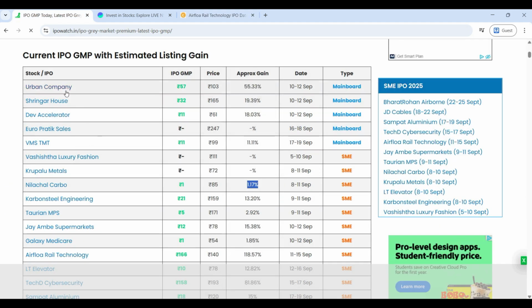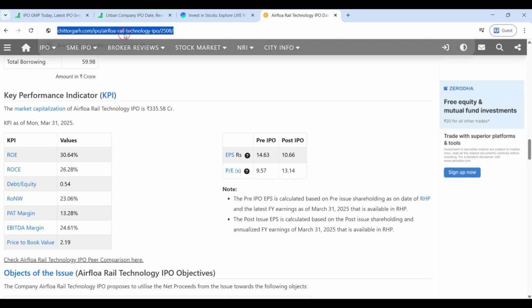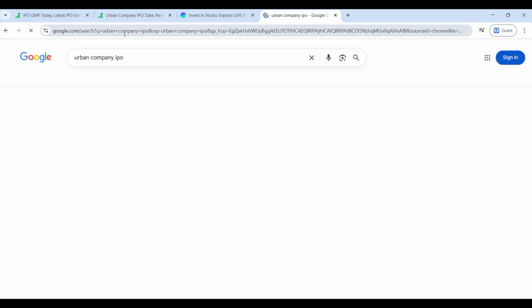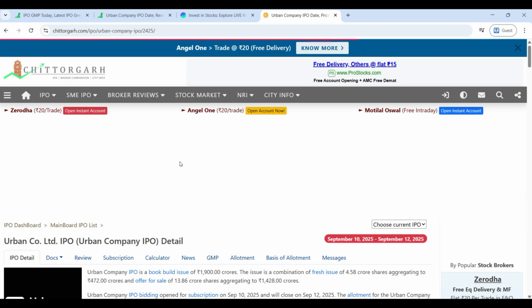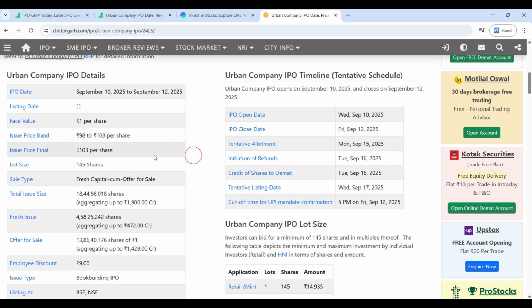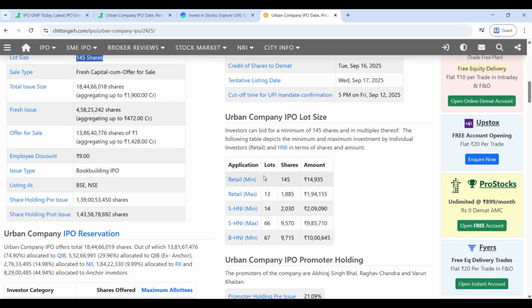For example, another company which I had recently updated in that WhatsApp group, which is Urban Company, for which IPO is already closed. If you look for this company, again, you come back to Google, search for Urban Company IPO. For this stock, here you can see issue price of one share is 103 rupees and lot size is 145 shares. So minimum investment is 14,935.